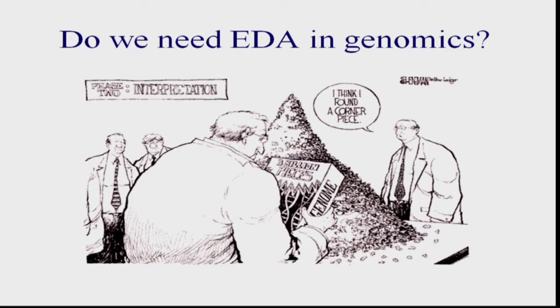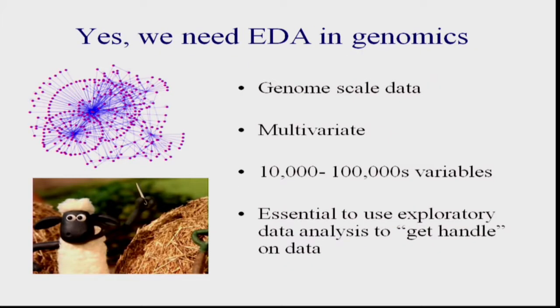So why do we need exploratory data analysis in genomics? I think it's pretty clear, but we are dealing with multivariate data. And really, it's very difficult to just eyeball this using Excel. We really do need to use more sophisticated methods. If you can't read this, it says, I think I found the corner piece. And this is the 3 billion piece human genome puzzle. So as I mentioned, we've got genome scale data. The data is multivariate. We're dealing with tens or hundreds of thousands of variables. And so exploratory data analysis will allow us to get a handle on the data.